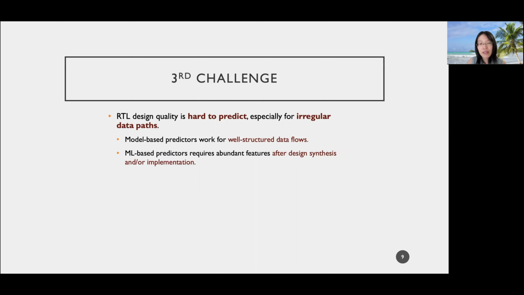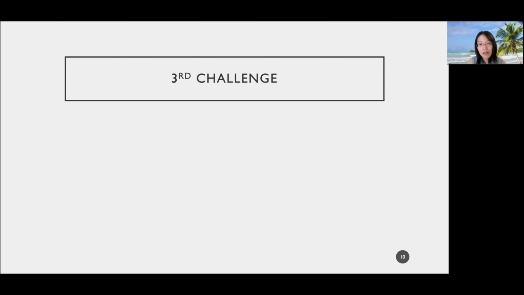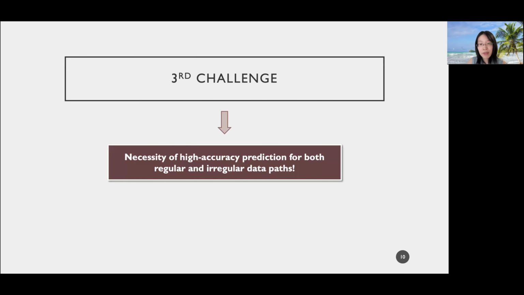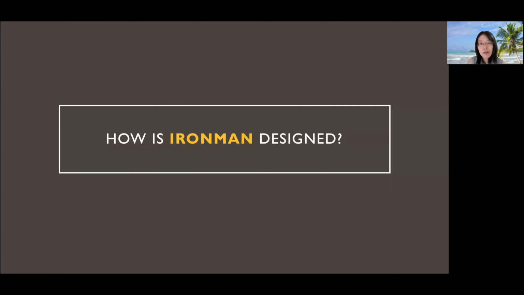The third challenge is that existing HLS performance predictors do not support irregular logic or data paths. So the third motivation is that we really want high accuracy predictions for both regular and irregular data paths. Based on the three motivations, I will introduce how IronMan is designed.